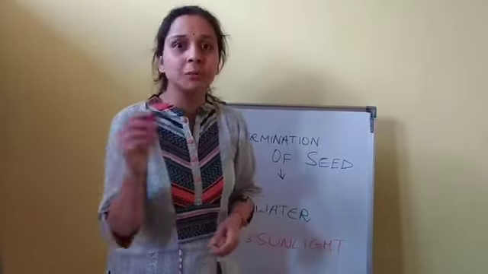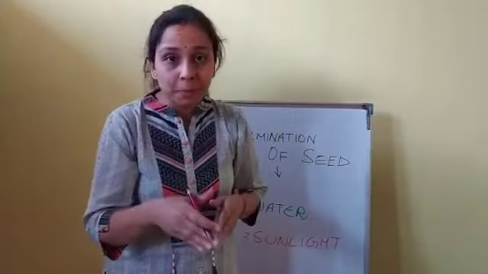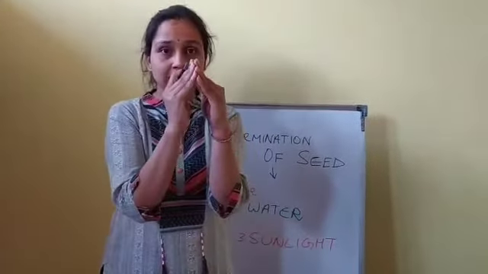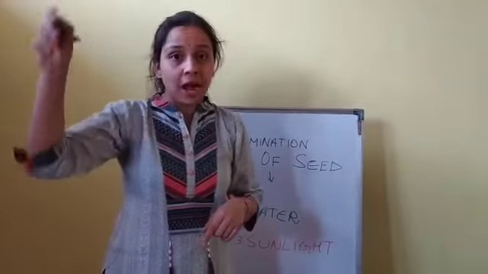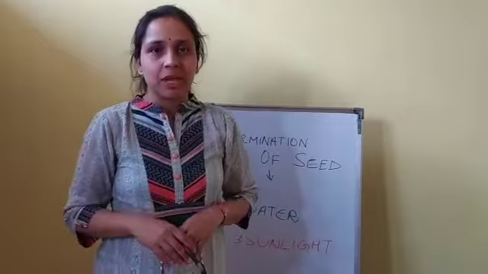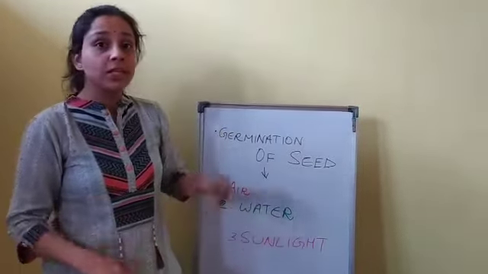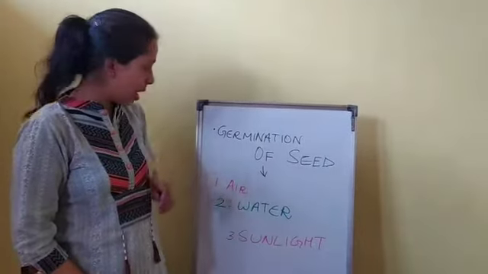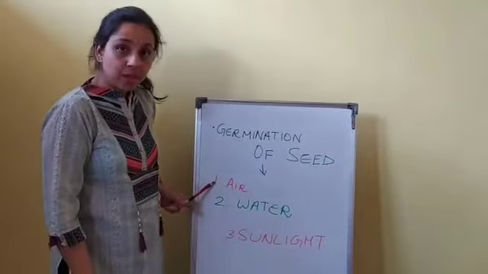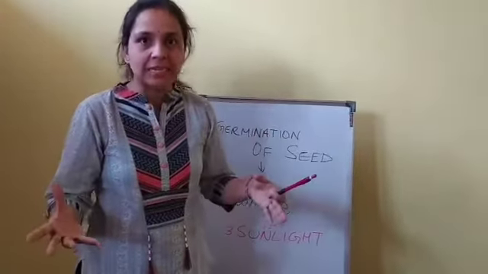Germination. The word germination means the growth of the baby plant, which is called the embryo, which is present inside the seed, into a new plant. That is called germination. There are three things which are very much necessary for the germination of the seeds. First, air, so that the seed can breathe inside the soil.